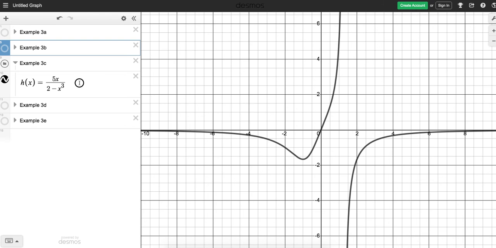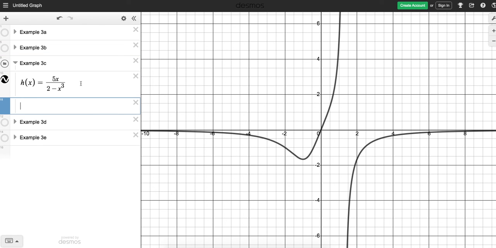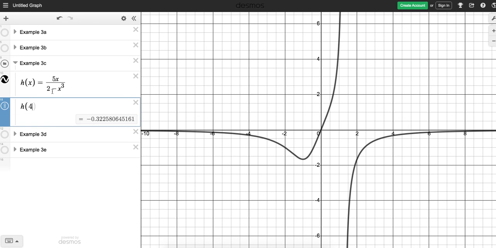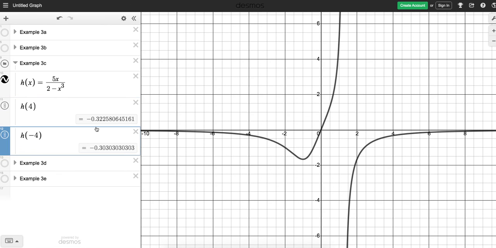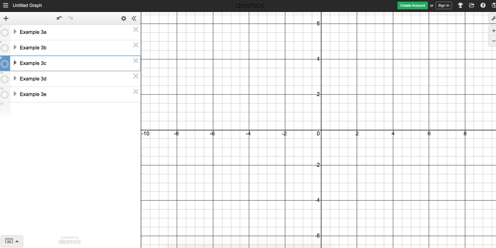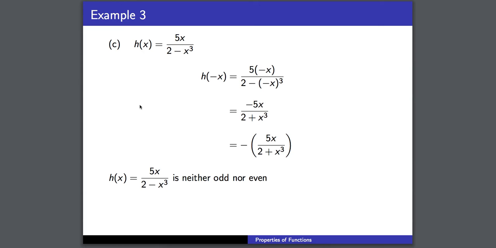And we can actually see that from a numerical perspective. It's nice when it's neither, because all it takes is one counterexample. So if we look at something like h of 4, also don't forget we have variables in denominators, so watch that domain. We get this goofy looking output number. If we do h of negative 4, we're not even close to the same number or even just the opposite. So this one is definitely neither odd nor even. All right, just a couple more.